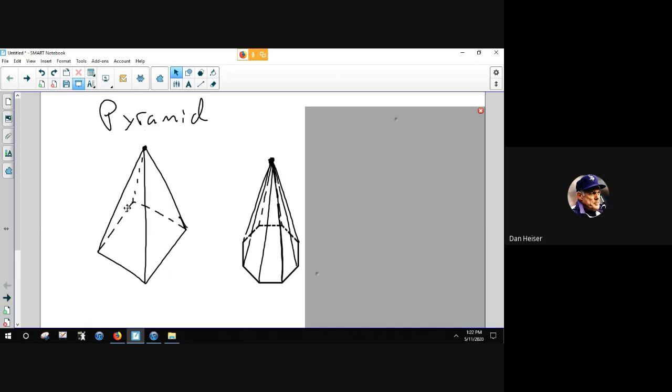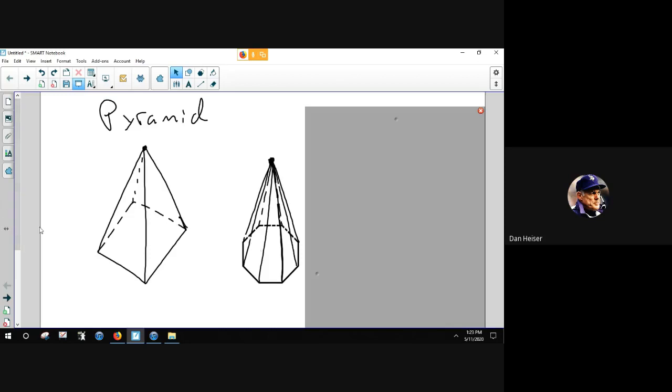Here's one with a quadrilateral base. This point at the top we call a vertex, the pyramid's vertex. That is the point where all of these lateral edges meet. Here is a pyramid with an octagonal base. And again, you can see that all these lateral edges meet at this top point.